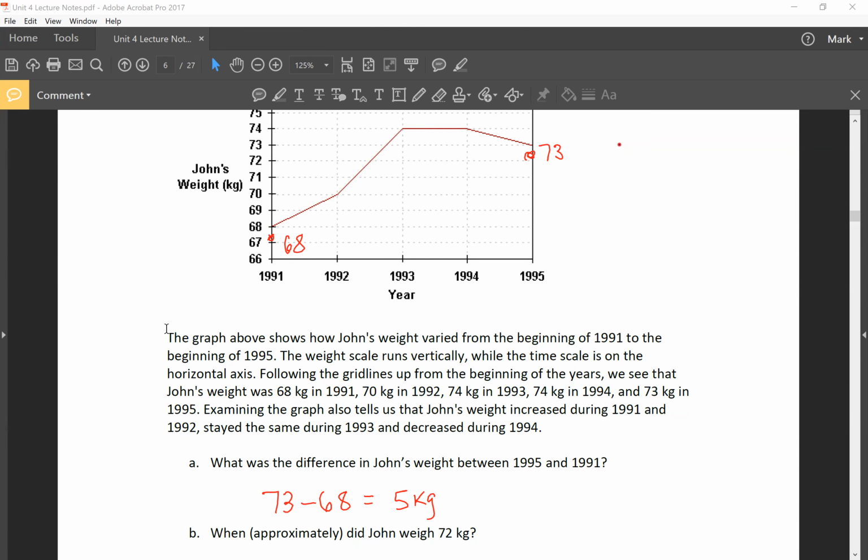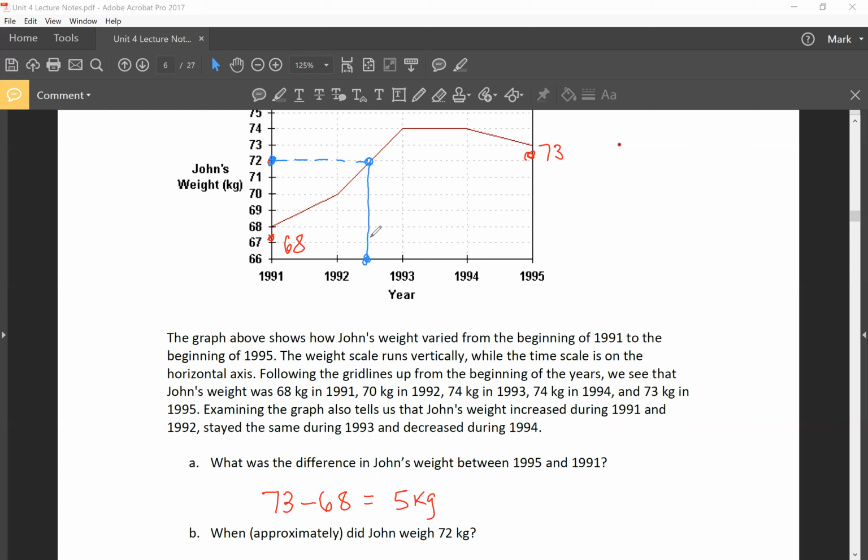Okay, when approximately did John weigh 72 kilograms? This is a good one. So I take my pen. 72 is right here. Let me pick a different color. So 72 is right here. Which means about halfway through 1992, he weighed 72 kilograms.